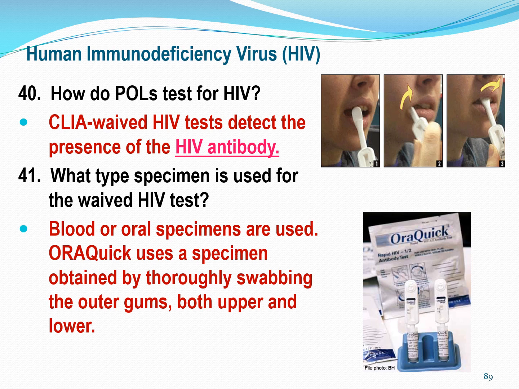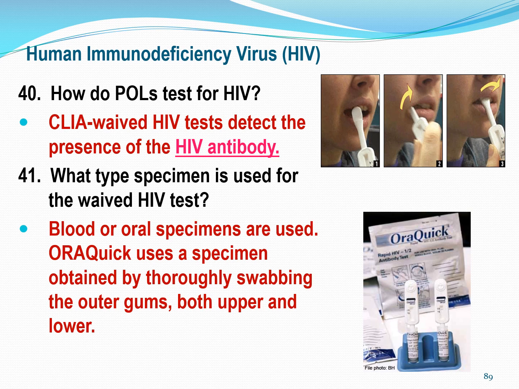So how do physicians' office labs test for HIV? They have CLIA-waived HIV tests that detect the presence of the HIV antibody. So what type of specimen is used for the waived HIV test? Blood or oral specimens are used. OraQuick, the picture you see right here, uses a specimen obtained by thoroughly swabbing the outer gums, both upper and lower. And you will see an example.